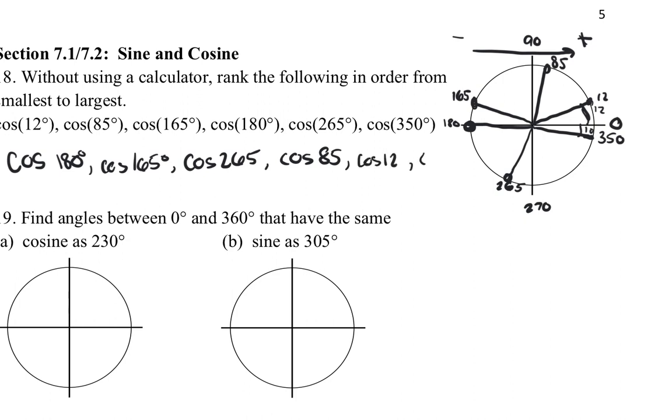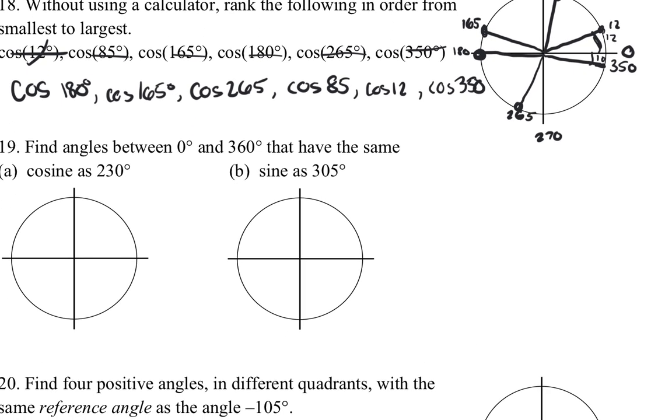And then cosine of 350. Right, and so we got that one. Okay, so there's our list: 180, 165, 265, 85, 10, and then 35 degrees.